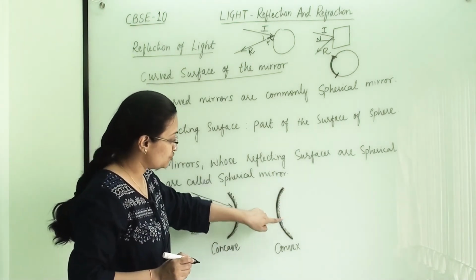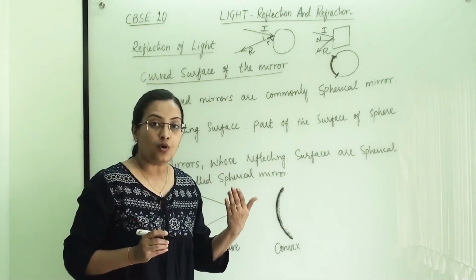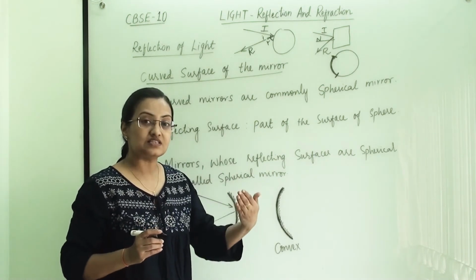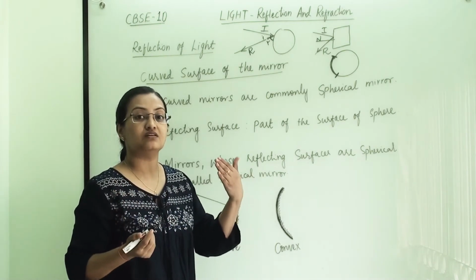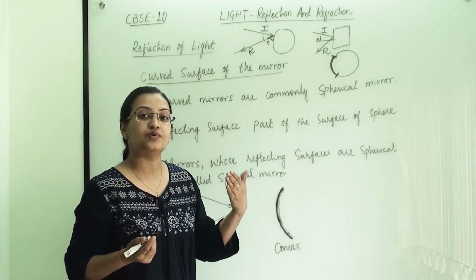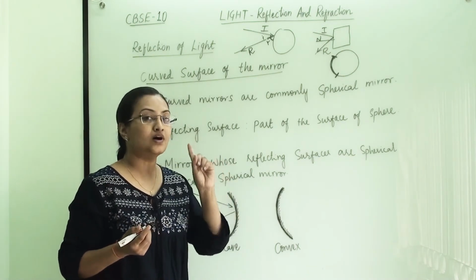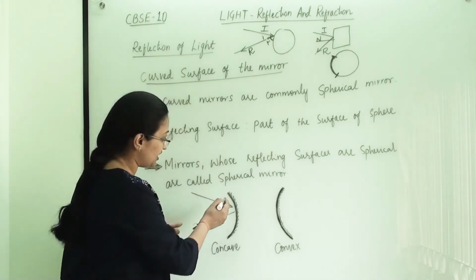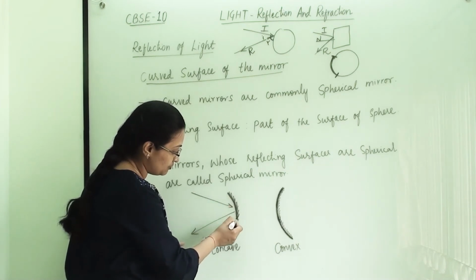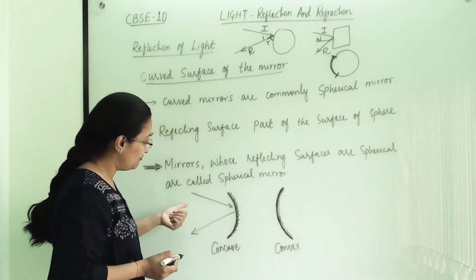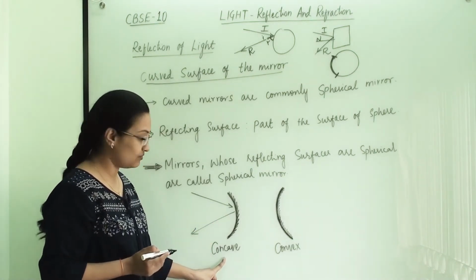What is the meaning of polish? When polishing happens on one side of the mirror, then it will be able to reflect. Otherwise it will be simple transparent glass. So any kind of silver lining we put on only one side. If we put the polish towards the side which is bulging out, then this side will be used as a mirror. So that is a concave mirror.